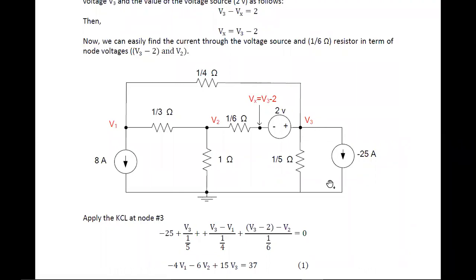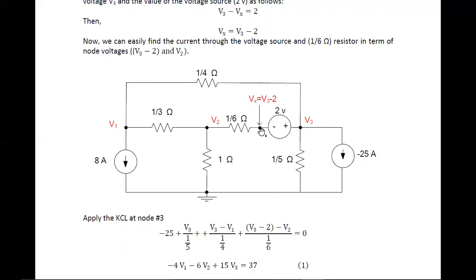The direction is given the same, but here the value of gain is minus 25. Then you need to write the same value, minus 25. Then what about this V3 by 1 by 5, clear? Then what about V3 minus V1 by 1 by 4. Then the final term comes to the picture here: V3 minus V2 by 1 by 6.